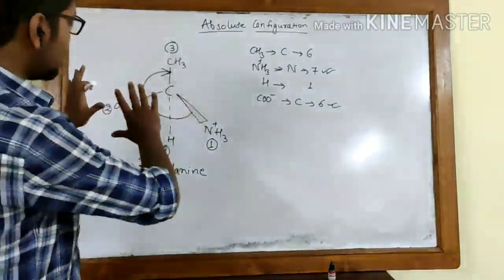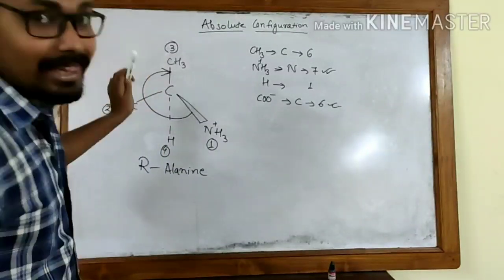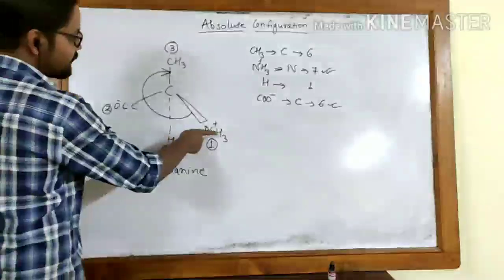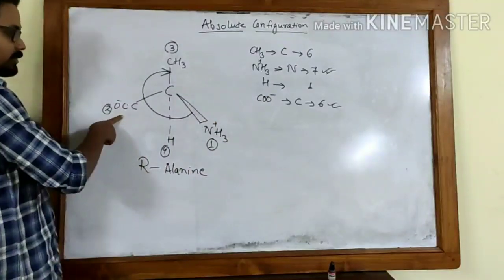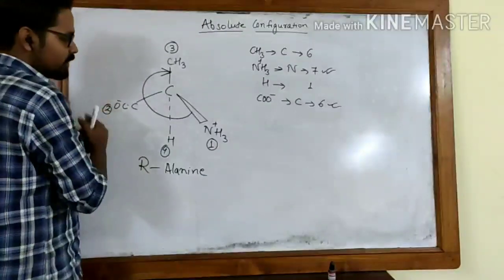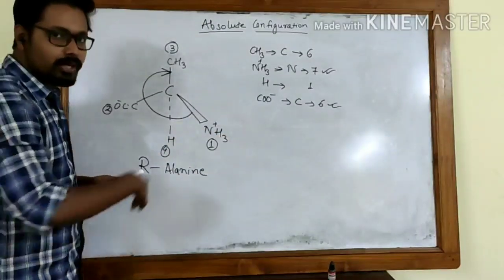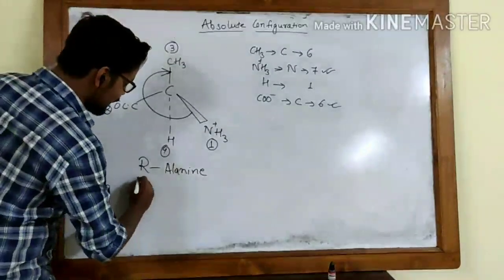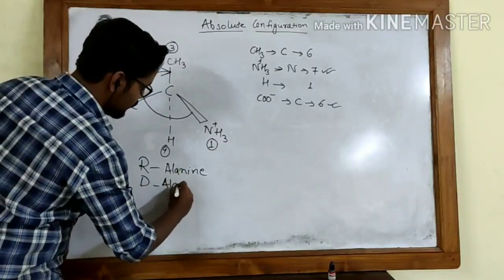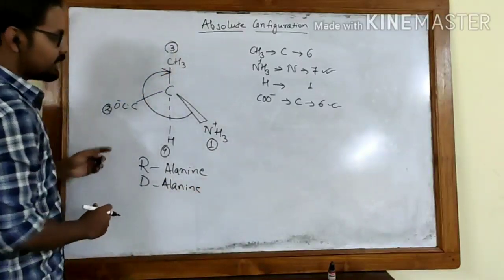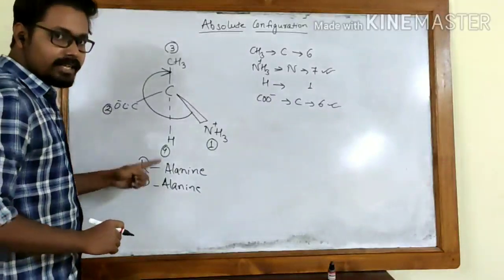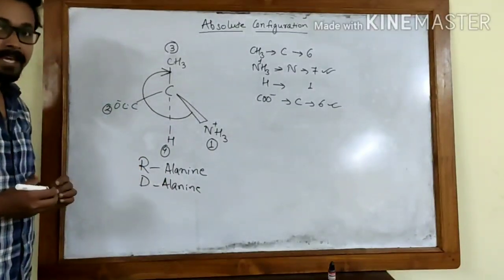Now looking at this, if I try to say whether it is D or L, what do I get? Since NH3 is towards the right, and COOH is towards the left, which is not a matter of concern, NH3 is towards the right, so right means D. So this is D alanine as well. In both configurations we can write this. In terms of DL, this is D alanine. In case of RS, this is R alanine.